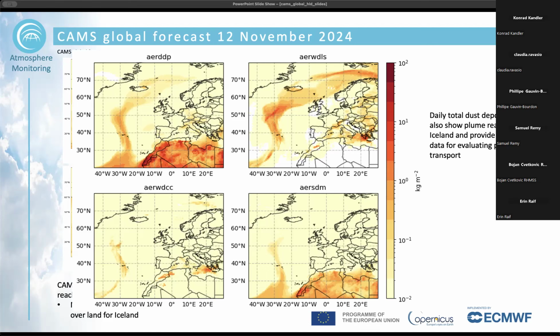I also had a quick look at the deposition fluxes that we have for dust, and this is looking at the four main components for the same day. This is a daily total valid for the 12th of November, and we can see also quite clearly there is a signal of dust from this plume reaching Iceland and the high latitudes under different conditions. But still, some work is needed to better evaluate and to understand any deficiencies and what could be done to improve those deficiencies relative to what's measured.